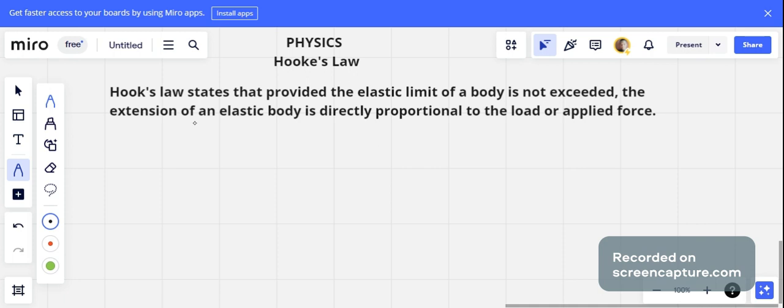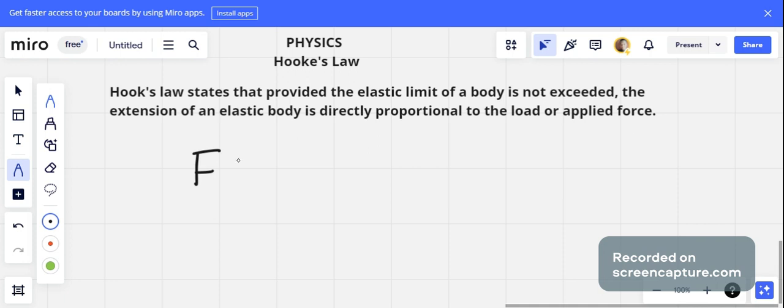Let me repeat that again. Hooke's law states that provided that the elastic limit of an elastic body is not exceeded, the extension of such an elastic body is directly proportional to the load applied. That means the more load or force you apply, the more the extension, so far as you don't exceed the elastic limit. So if you have a force F, according to Hooke's law, the extension is directly proportional to the force.